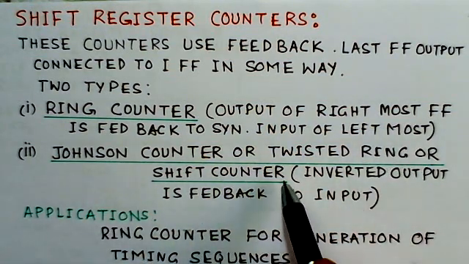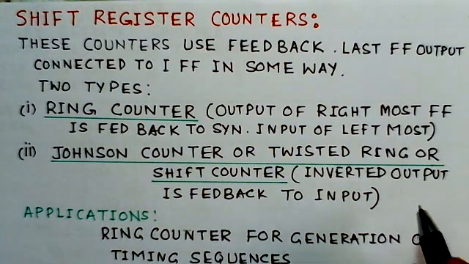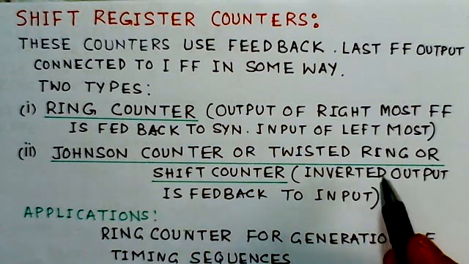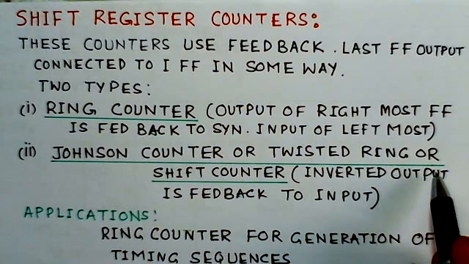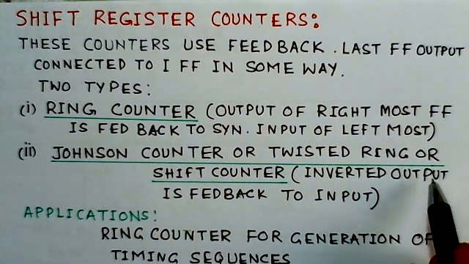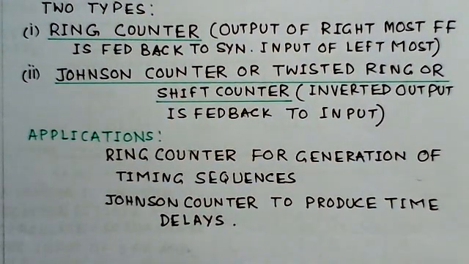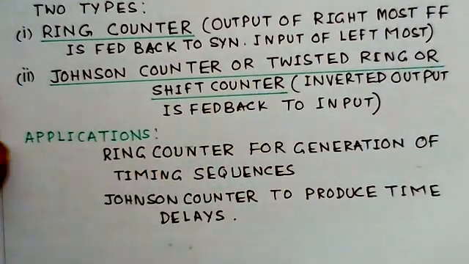In a Johnson counter or twisted ring counter, or it's also called a shift counter, inverted output is fed back to the input. So that is the basic difference between the Johnson and the ring counter, and that's why this Johnson counter is also said to be twisted ring counter. Okay, applications of ring counters are for generation of timing sequences, and Johnson counter can produce time delays in a given signal.